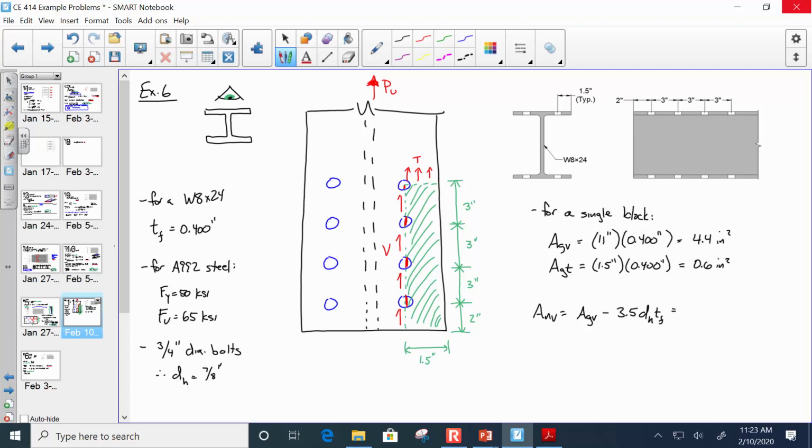So, let's test it before we do any math. What's the formula for the net area in tension? The gross area in tension minus how many bolt holes? A half a bolt hole, exactly right. Now remember, that's just for a single block. We're going to multiply by 4 at the end, because we got 4 blocks we got to go through. So, the net area in tension is the gross area in tension minus 0.5. Does that make sense? I don't want to move past this until it does.